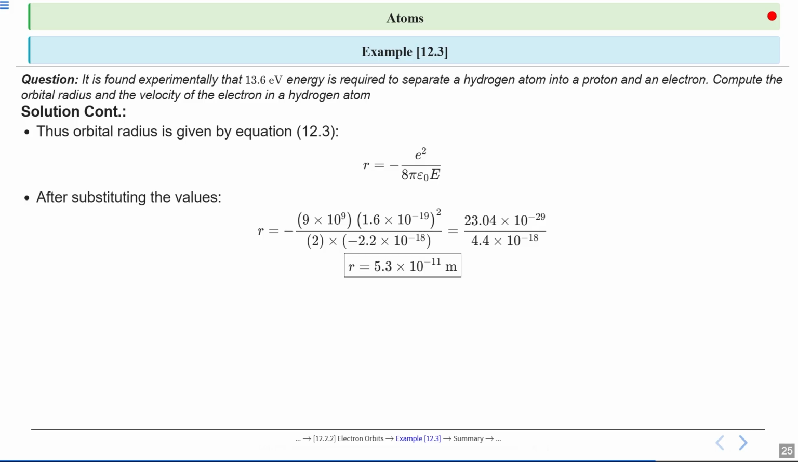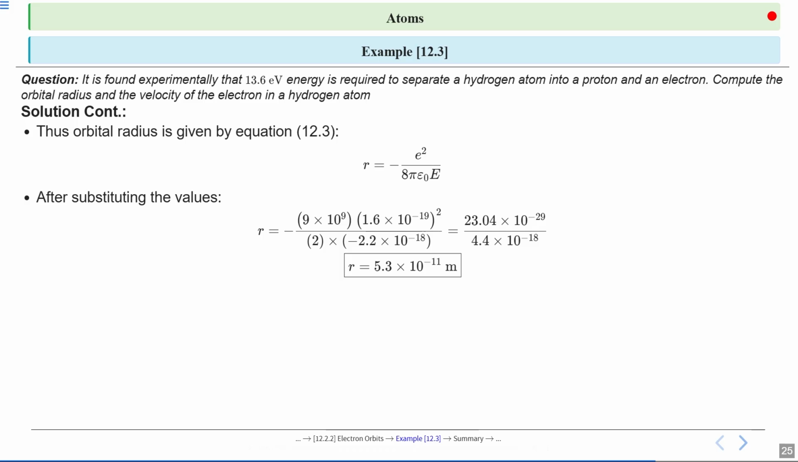So finally, after calculating, we find that the orbital radius r is 5.3 times 10 to the power minus 11 meters. This value is known as Bohr's radius. Okay, so this is the radius of the innermost orbit of the electron in the hydrogen atom, that is, the radius of the orbit of the electron in the hydrogen atom at the ground state.